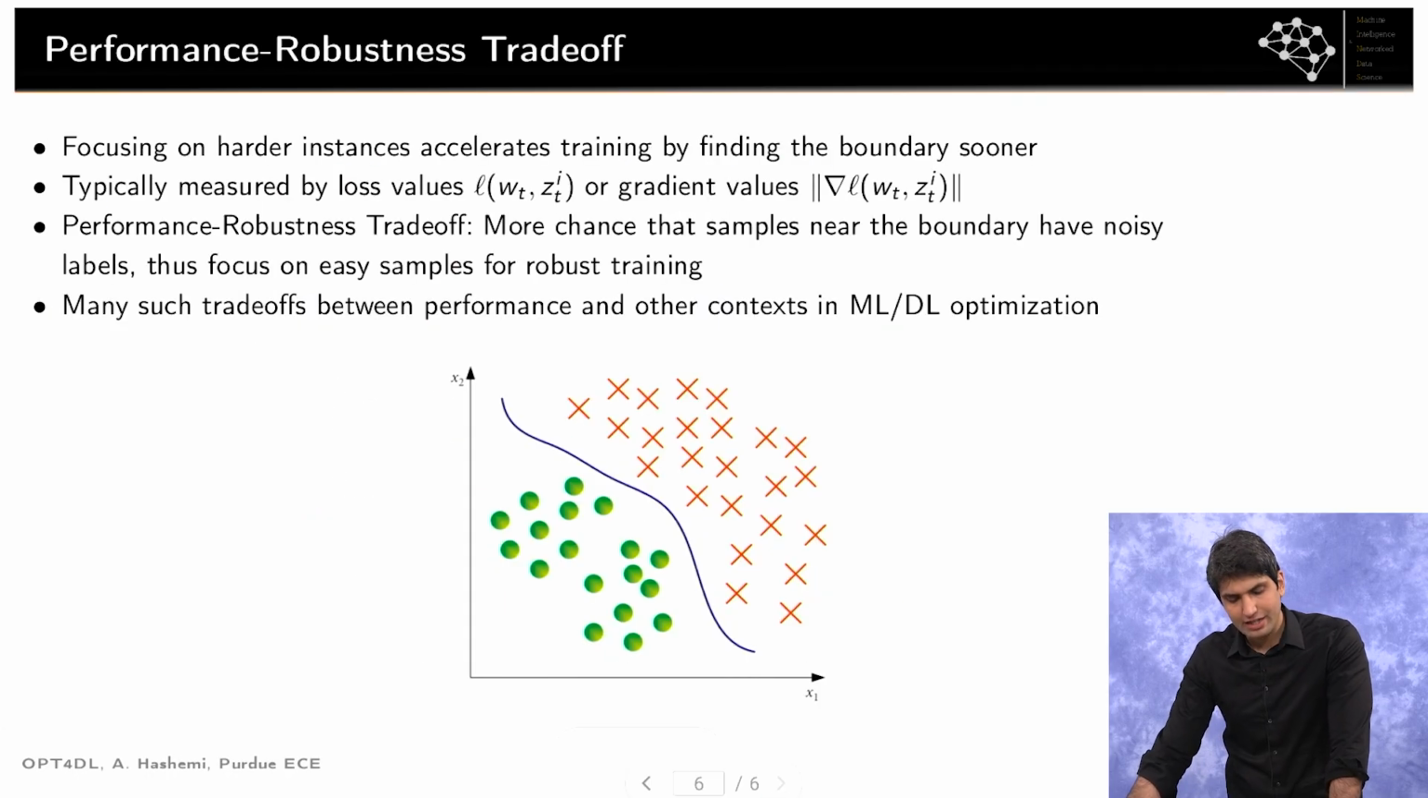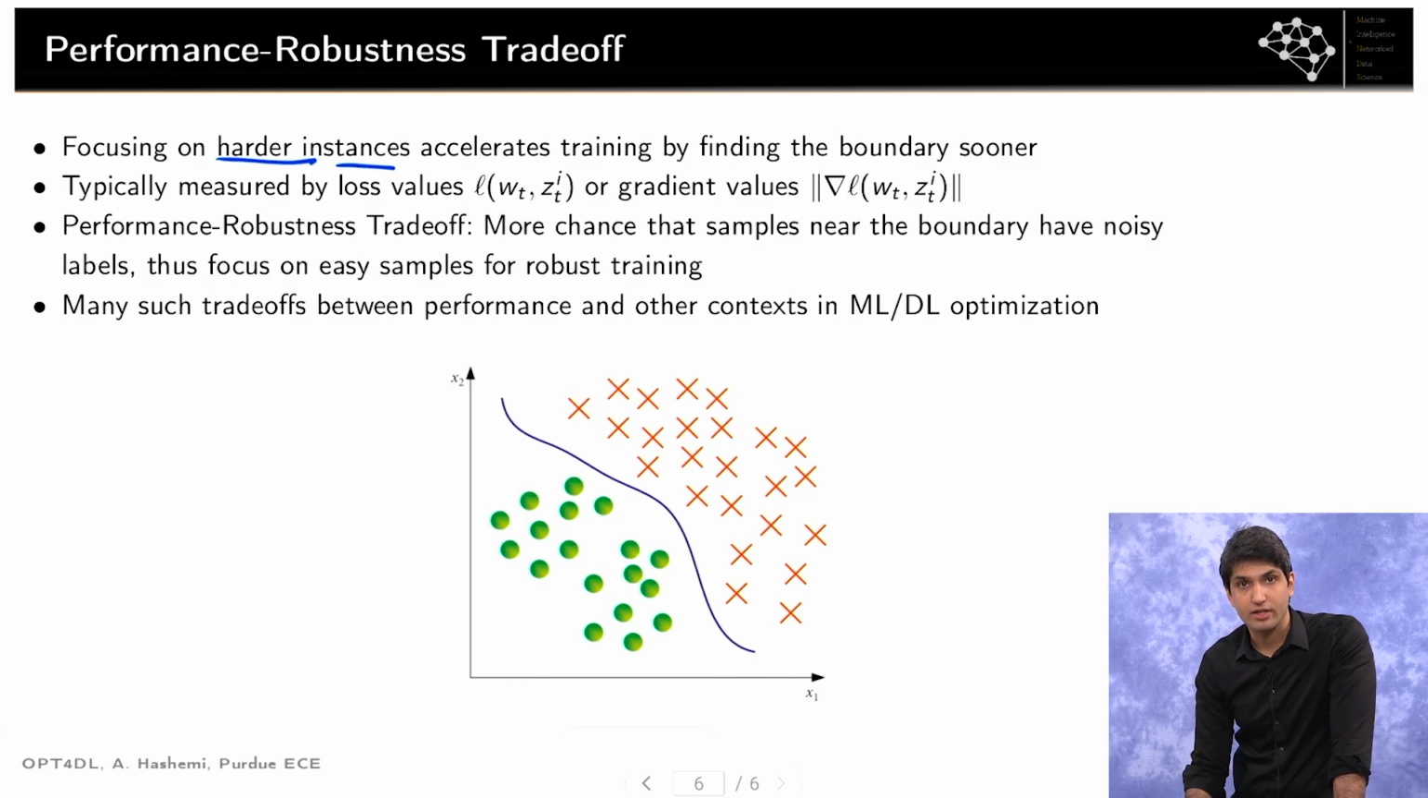Now let's talk a little bit about why this is a useful thing to do. Why should I look at the loss of a sample or the norm of the gradient when forming the mini batch? The idea here is that by doing so, we are focusing on harder instances. And focusing on harder instances is going to accelerate the training, as we saw in the previous slide, because we're going to be able to find the boundary sooner.